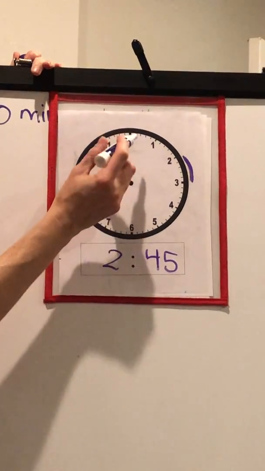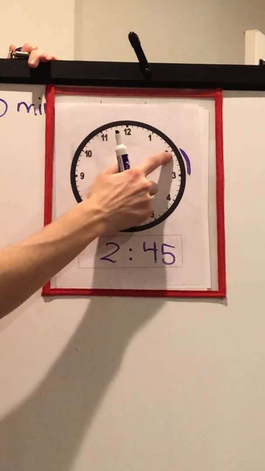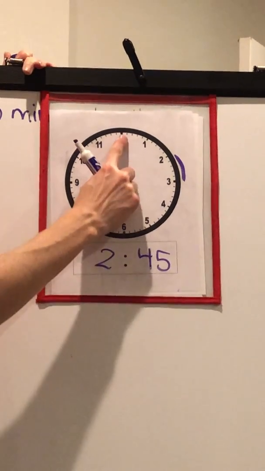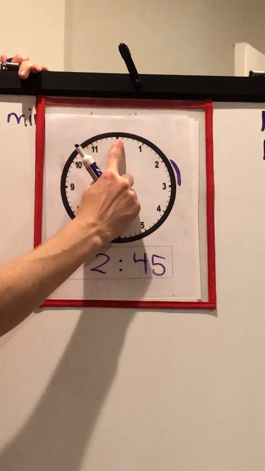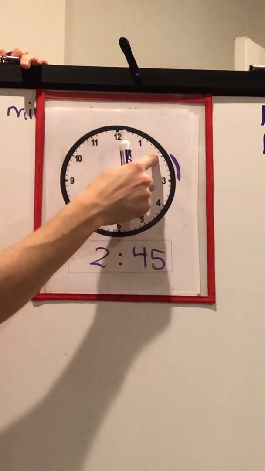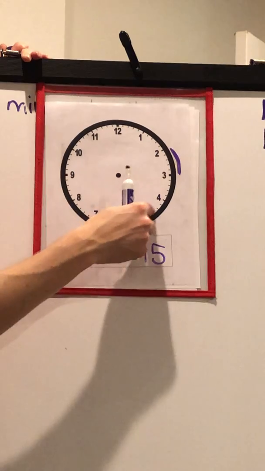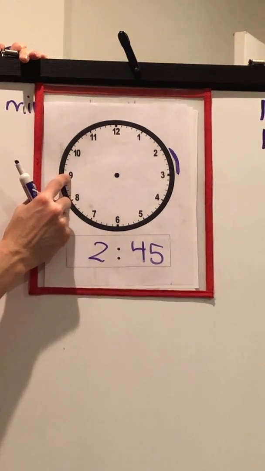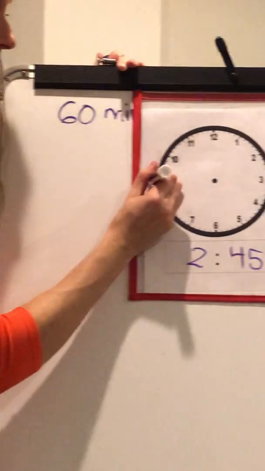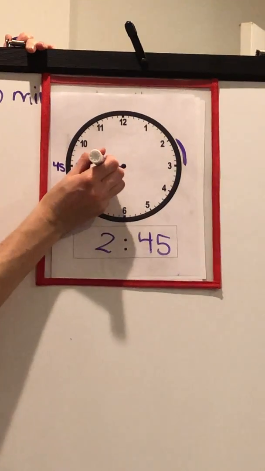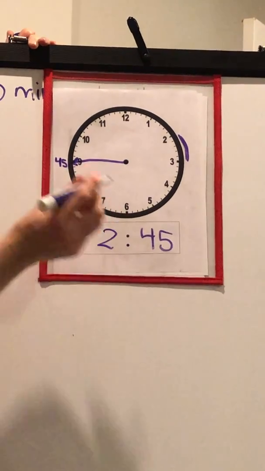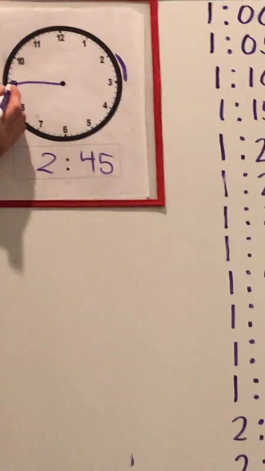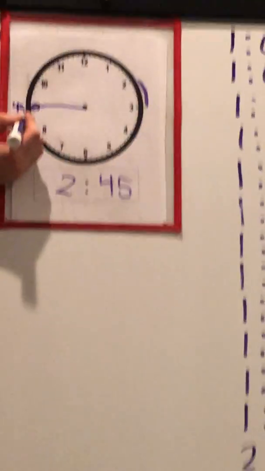Let's do our minute hand first to see how far past the 2 our hour hand will have to be. Let's count to 45 by 5. Remember, this is a clock. We go 5, 10, 15, 20, 25, 30, 35, 40, 45. We got all the way over to here. This is 45 minutes. My minute hand is all the way over here at the 9, which means 45 minutes.